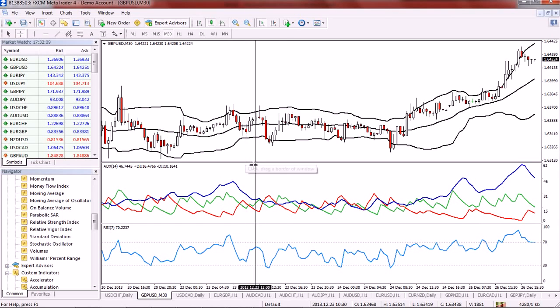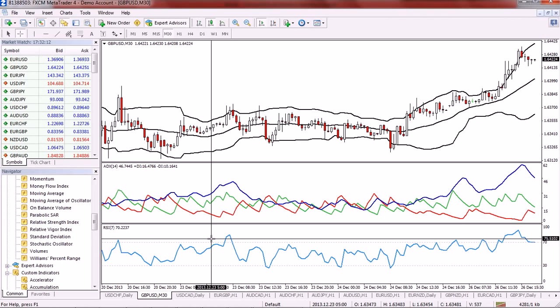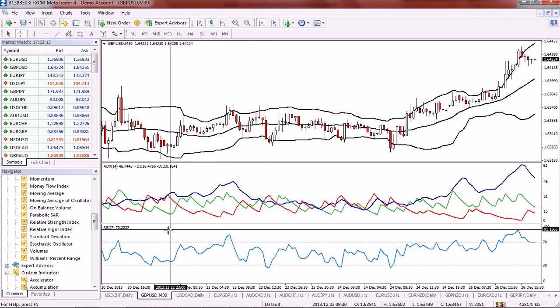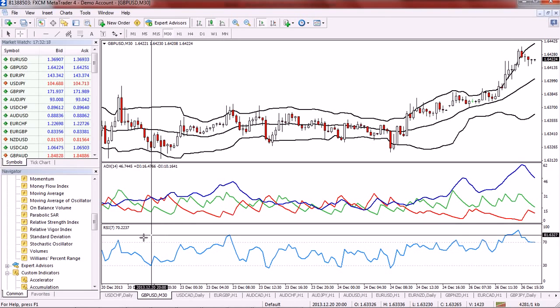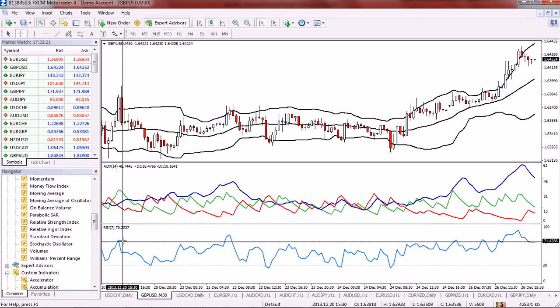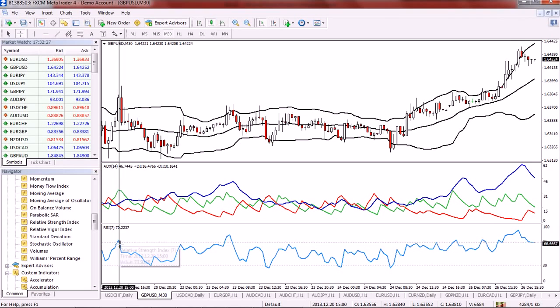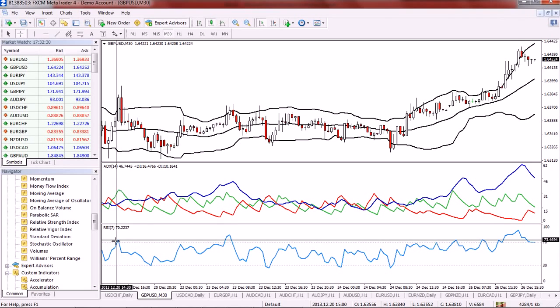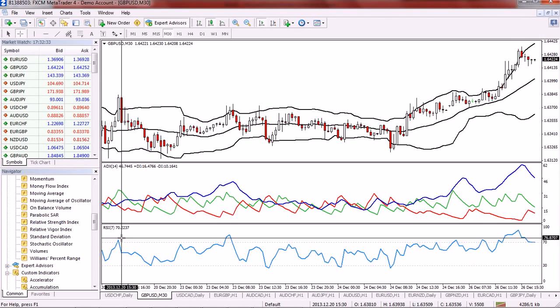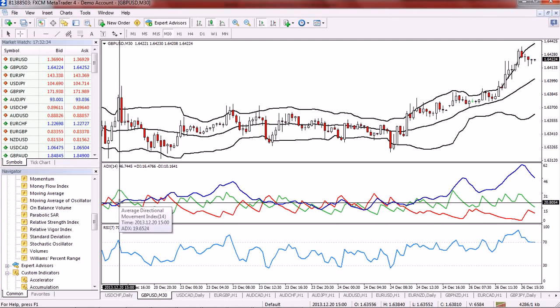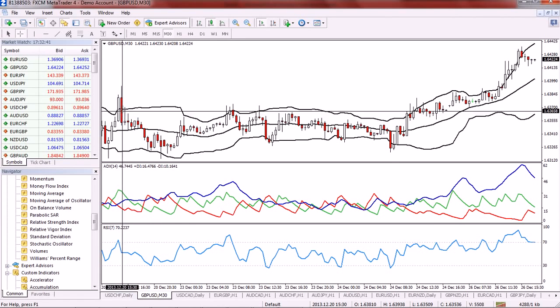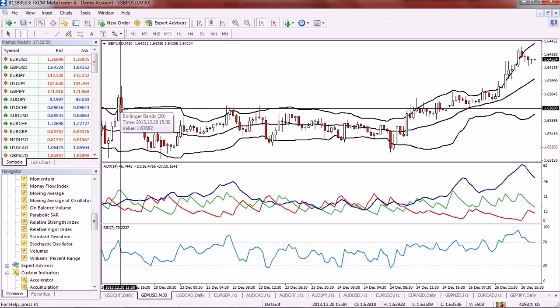And for a short entry, the rule is, first thing, you have to observe the RSI. On the RSI indicator, it should cross the 70 level from above. If you see this one, it is crossing the 70 level from above, and the actual ADX line should be below 32. If you see at this point, it is below 32, and the candlestick should close above the upper Bollinger Band. So these are the three conditions that have to be met.